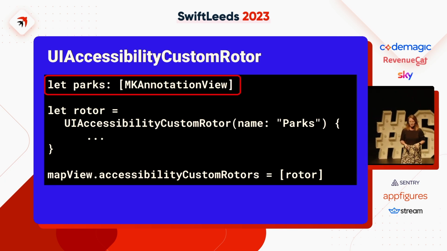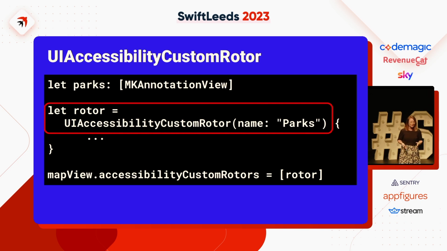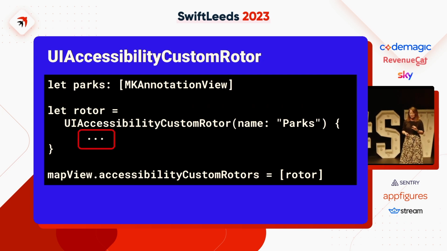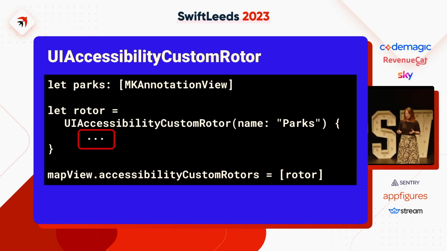All you have to do, step one, take a subset of this array for the one you want to deal with here, parks, and then you create the custom rotor item, which is of type UIAccessibilityCustomRotor. Give it a name, and inside you add a teeny bit of logic that tells the system which annotation is the previous and which one is the next. So it knows how to handle the accessibility focus flow.